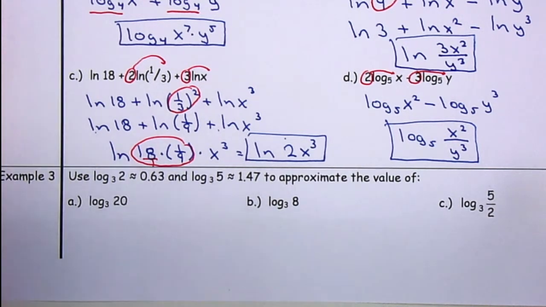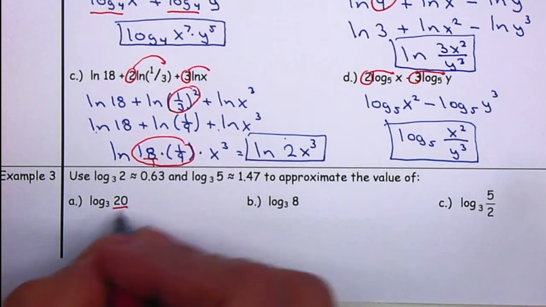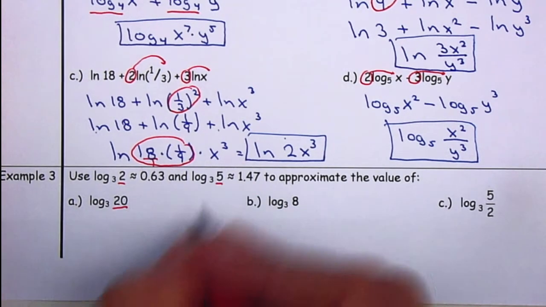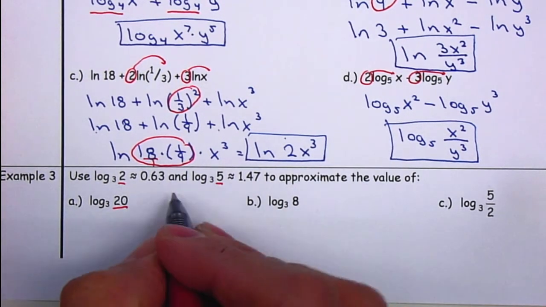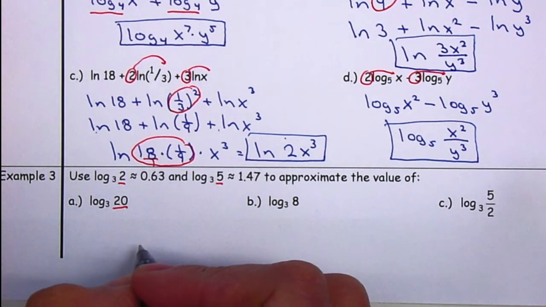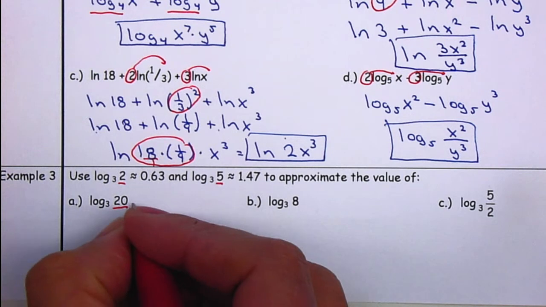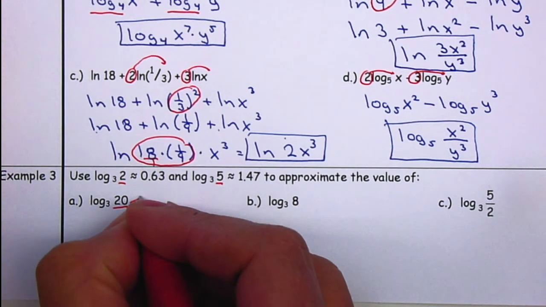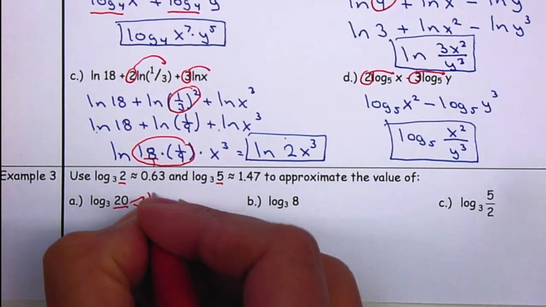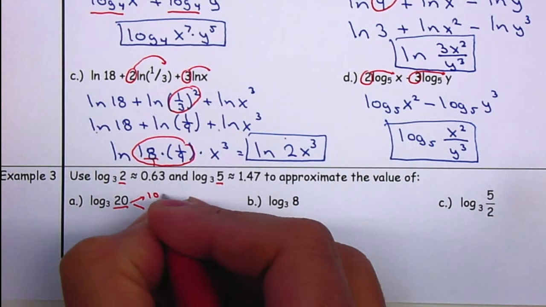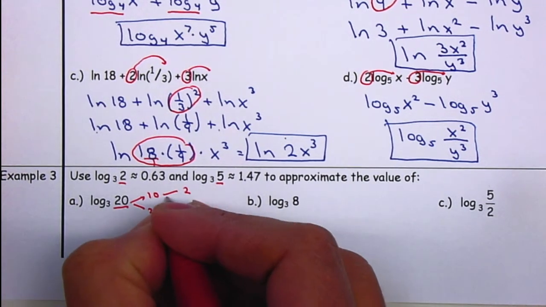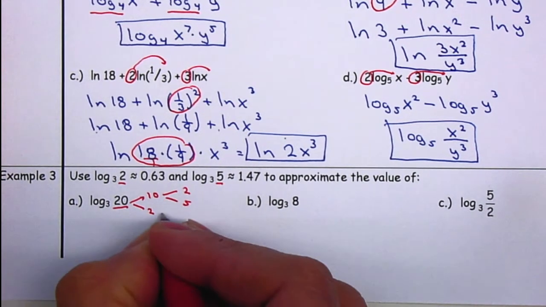We want to rewrite the 20 in terms of 2 and 5, so we can substitute those two values and approximate the value of log base 3 of 20. So let's do our factor tree. 20 is 10 times 2. 10 is 2 times 5, and then we have the 2.